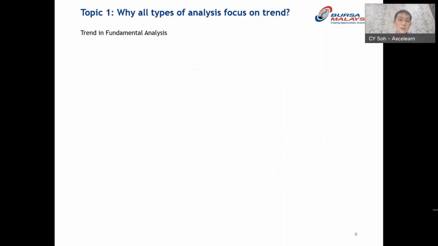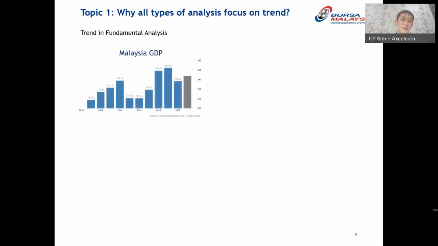Okay, so these are the things that you need to know. So let's look at Malaysia GDP. This is a quick overview of Malaysia GDP from year 2011 up till last month. Here we can see, look at the bar chart, there are uptrends when each and every year the GDP increases.